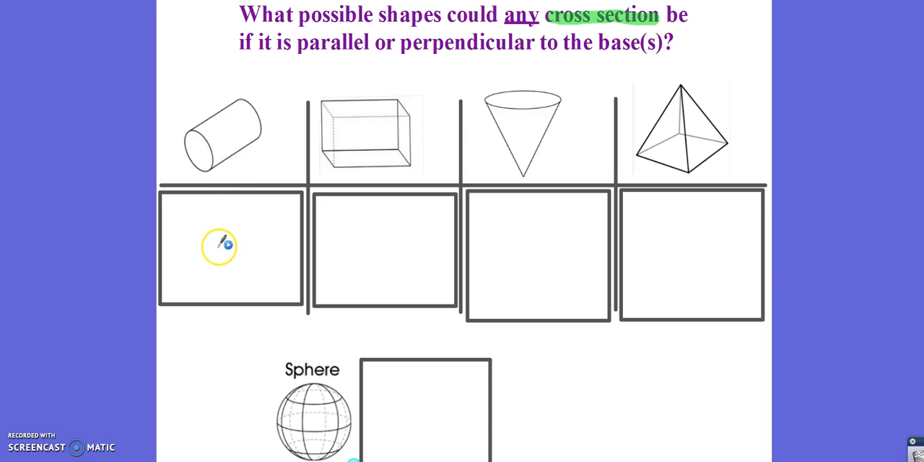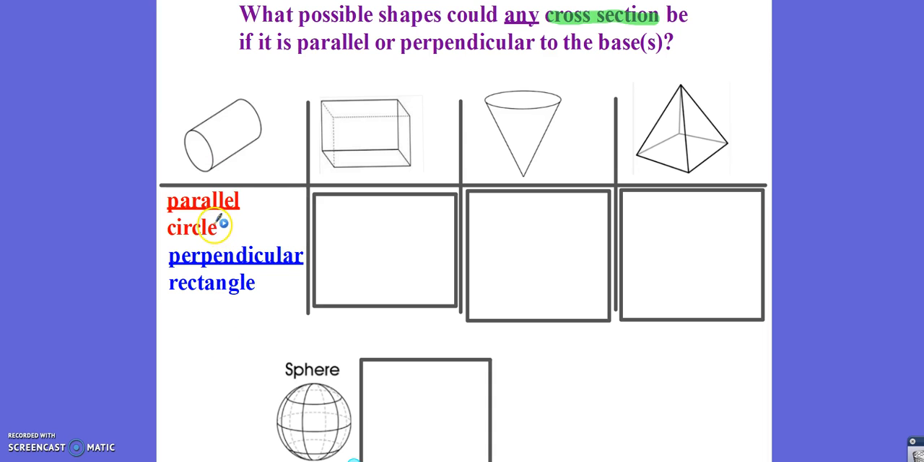The first one here, we either get a circle or a rectangle. If I slice it parallel to my base, it's always going to be whatever shape the base is. So if I take a slice out of the cylinder, I'm going to get a shape that looks like a circle. Our other option is to slice it in this direction, from top to bottom, and that time we're going to end up with a rectangle.